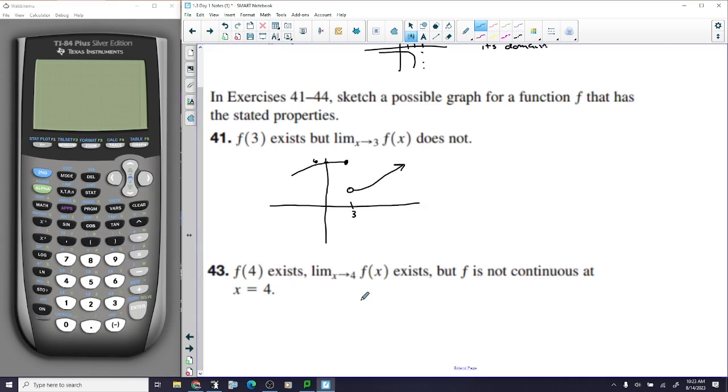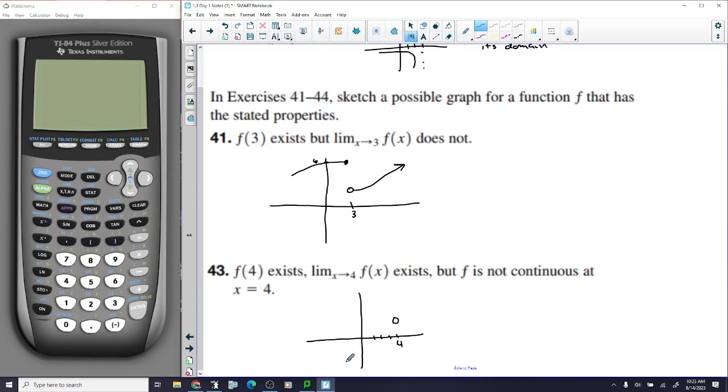43, f of 4 exists, so 1, 2, 3, 4. So we have a point here. And the limit exists, but f is not continuous at x equals 4. That means I have to have an open dot here.